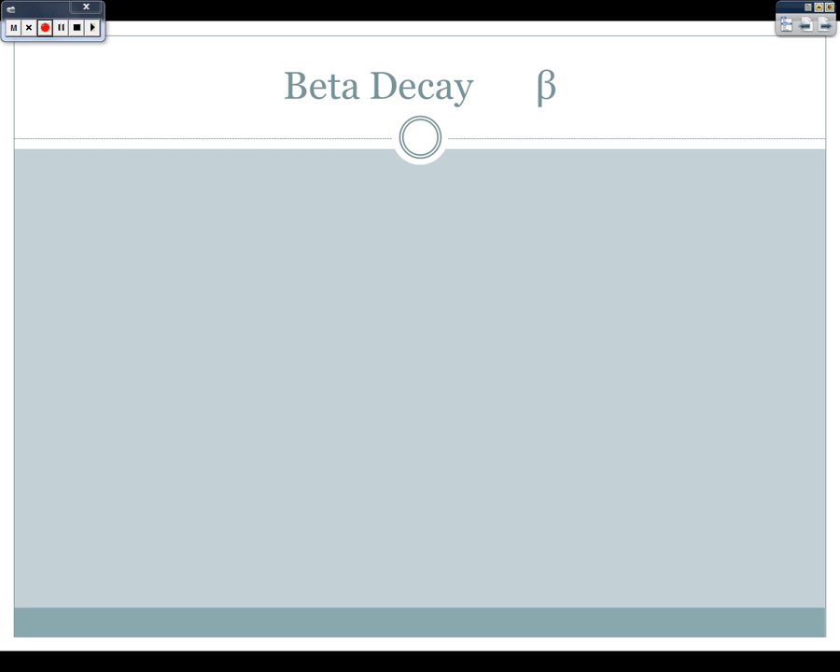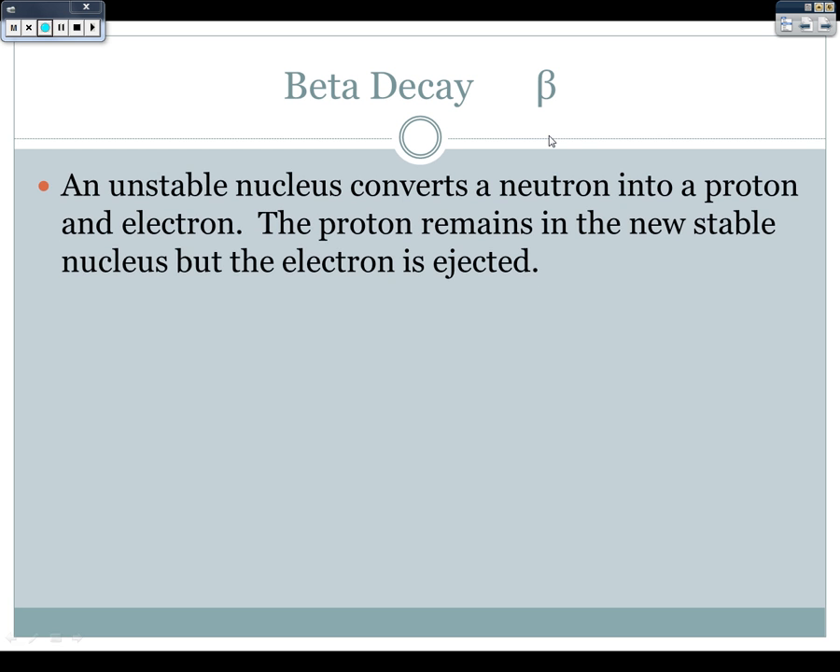Now, beta decay is represented by the Greek letter beta. Beta decay occurs when an unstable nucleus converts a neutron into a proton and an electron. So it has to go from a neutron into a proton and electron in order to stabilize its charge. Because if it just converted a neutron into a proton, then it would become an ion, because it's taking a 0 charge to a positive charge. But if it converts a 0 charge to a positive and a negative, a proton and an electron, then that balances out and you don't have any charge differential.